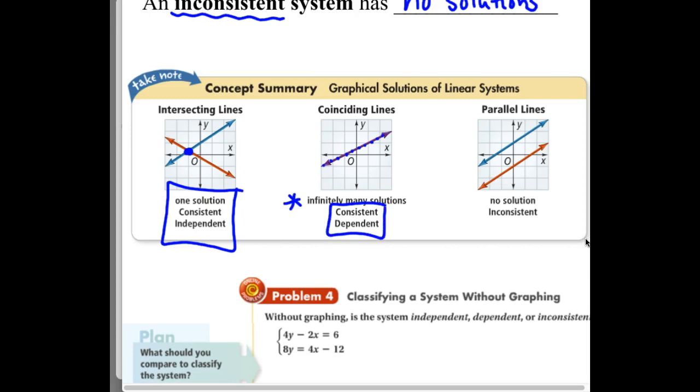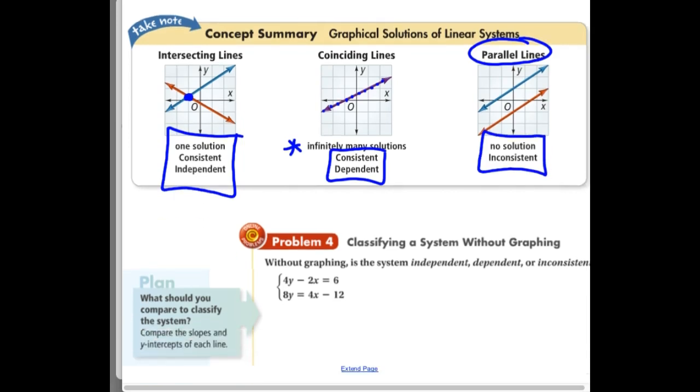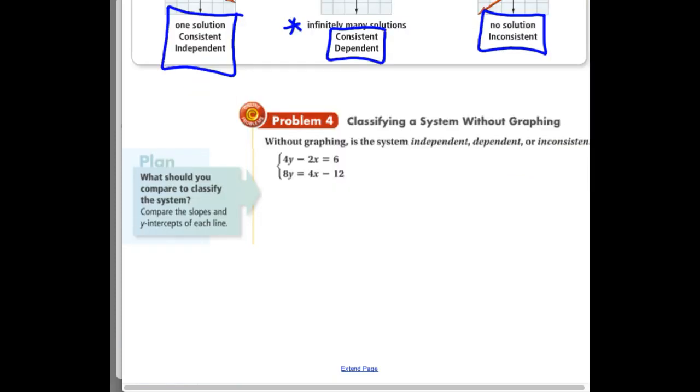And then our case where we get no solution, that's where we're talking about parallel lines. So these would be considered inconsistent. There is never going to be a point where they cross, which means we can never find a solution to that system. All right, let's look at our last example here. We have the system 4y minus 2x equals 6 and 8y equals 4x minus 12. It says, without graphing, is the system independent, dependent, or inconsistent?